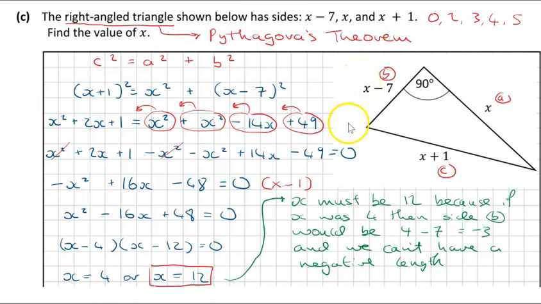So if the question went on to ask you what are the actual measurements of the sides of the triangle, then side A, which we originally had as x, would just be 12, because we know that x is equal to 12. Side B would be x minus 7, so 12 minus 7, which is 5, so 5 units. And side C is x plus 1, so that would be 12 plus 1, which is 13. So side C is 13 units. But we weren't asked to find the actual measurements, so we can just leave it as x is equal to 12. That's the value of x.